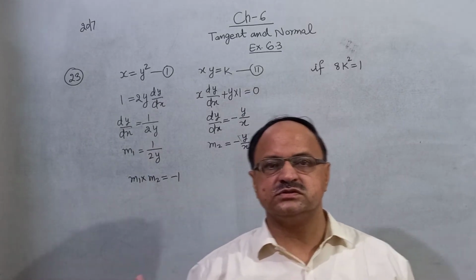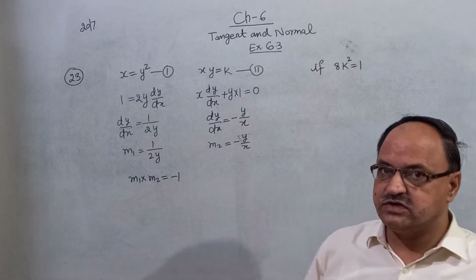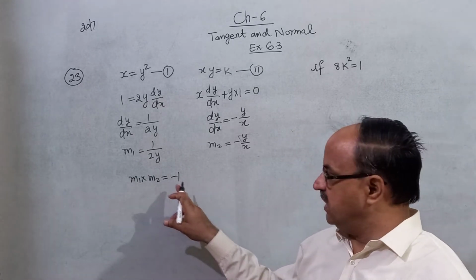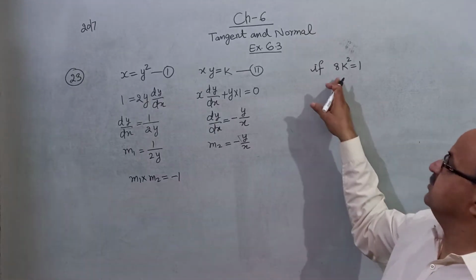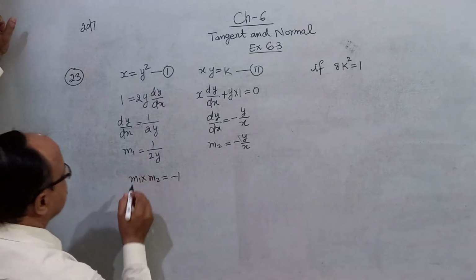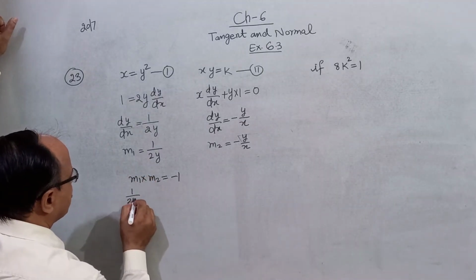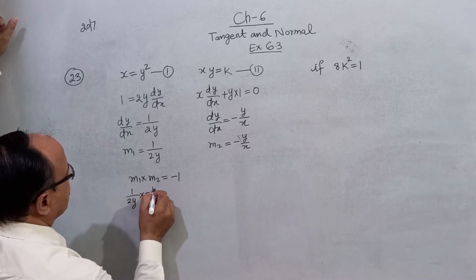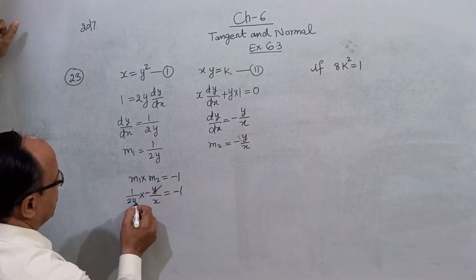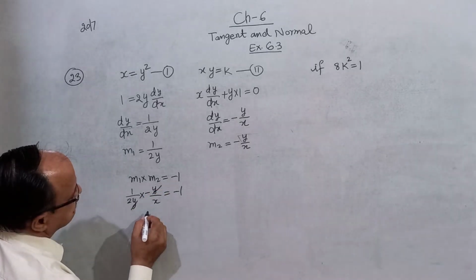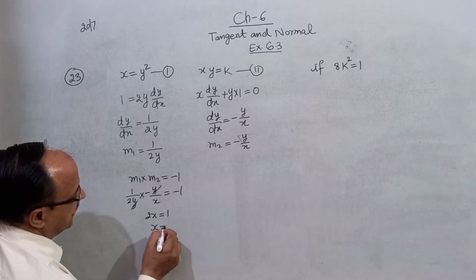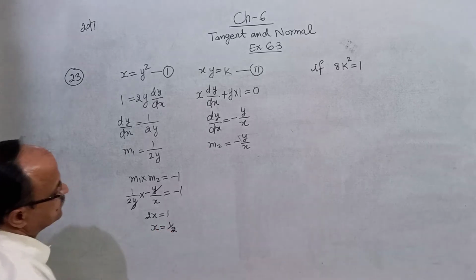Suppose both tangents are perpendicular to each other. Then the product of the slopes is minus 1, and with the help of this relation we have to prove this. Now, you know the value of m1? 1 by 2y into minus y by x, that is minus 1, y and y cancel. Here by cross multiplying, 2x is equal to 1, therefore x is equal to 1 by 2.